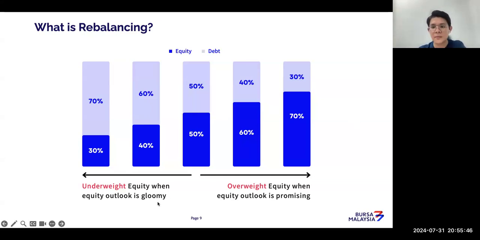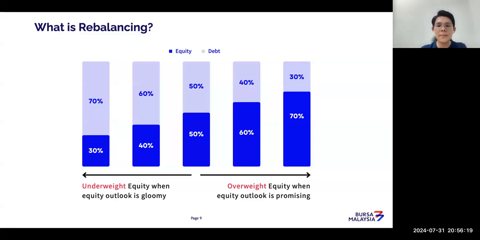What does it mean? It means that when we see the stock market valuation is very high, we try to sell some of our shares and reduce the allocation in the stock market and increase the allocation in debt. You can imagine we sell our shares and then use the capital to buy into bonds.